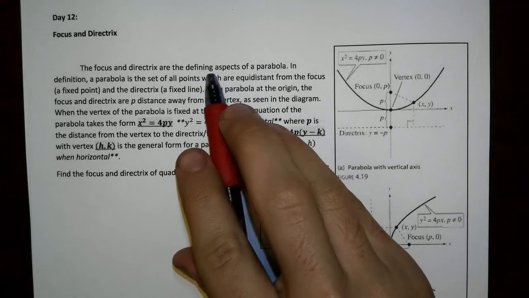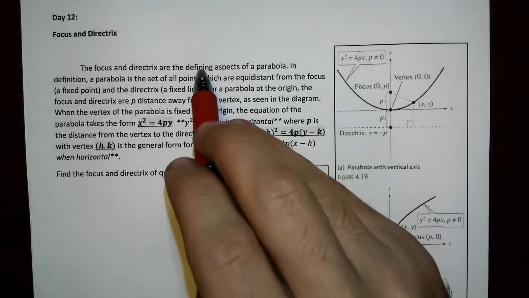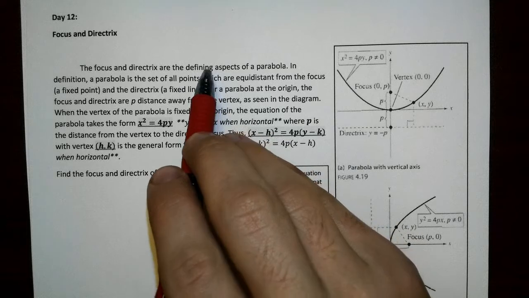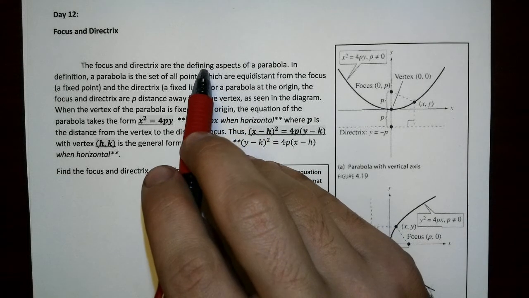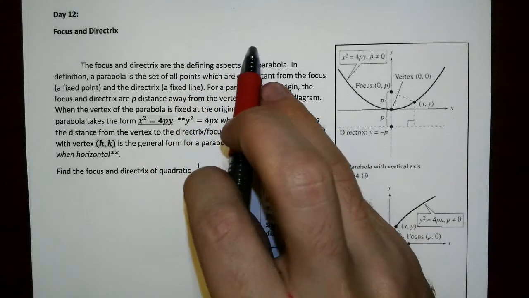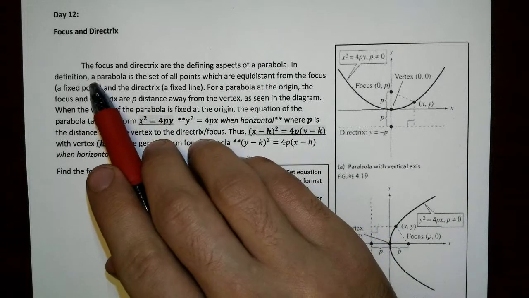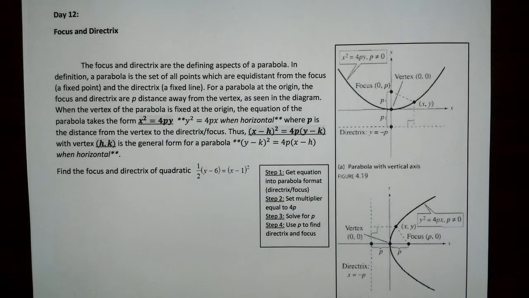So the focus and directrix are defining aspects of a parabola, right? Defining, that means that this is where we get our parabola from. Realize we are getting the origins or the roots of a parabola. Not roots as in when y equals 0, but roots as in the place where it comes from. So in definition, a parabola is a set of all points which are equidistant from the focus, a fixed point, and the directrix, a fixed line. And in case you're not sure, equidistant is just a fancy word for equal distant.